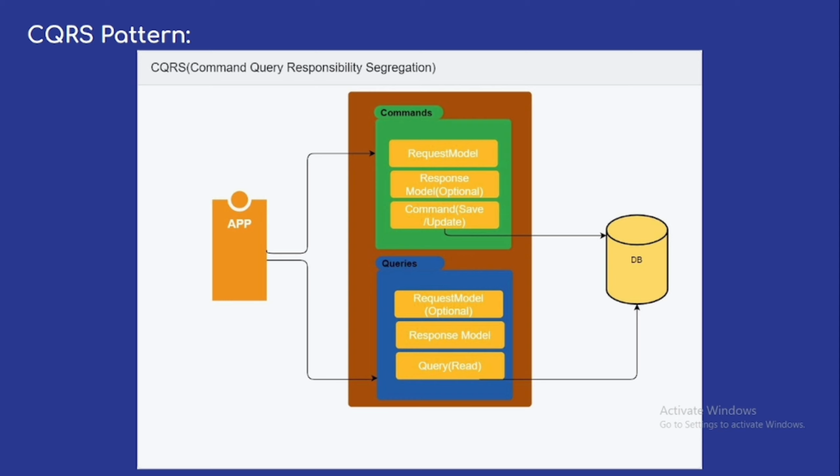I think you got some basic idea, right? What is CQRS pattern? The simple definition is it separates operations into two types, commands and queries.